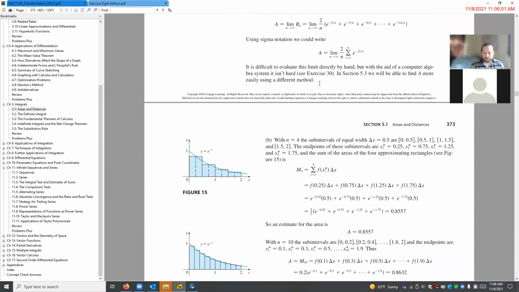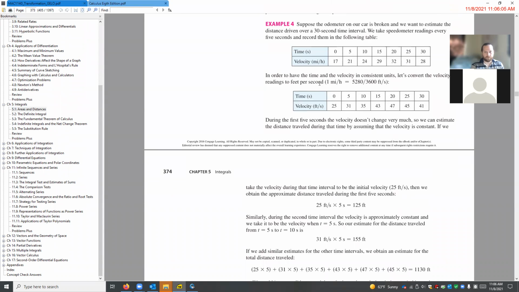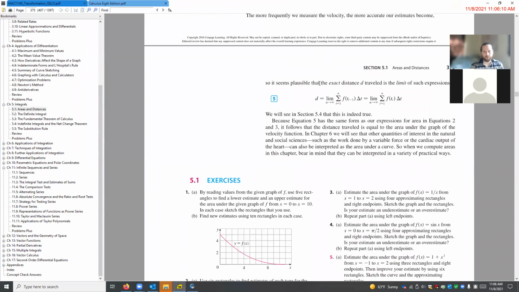What we can do, let's see. Yeah, let's talk a little bit about distance. So they don't actually introduce the notation here, right? Yeah, no. Okay.